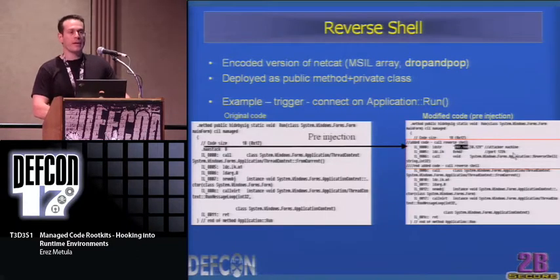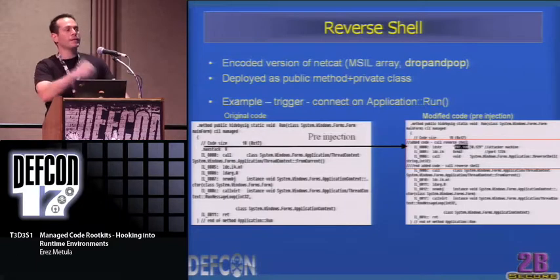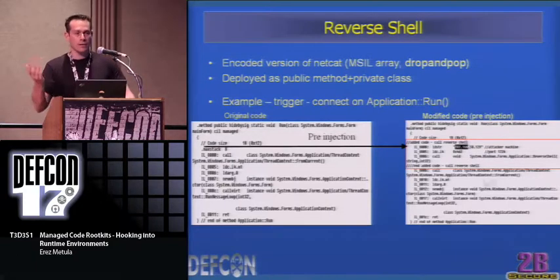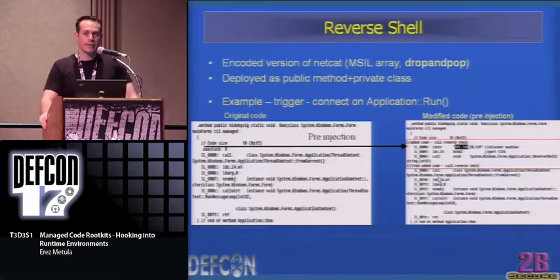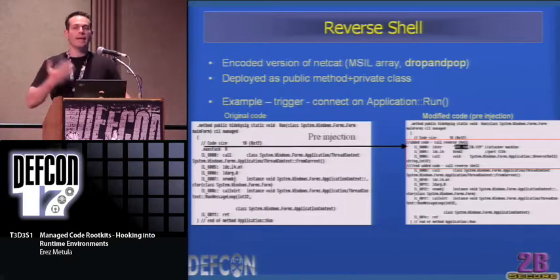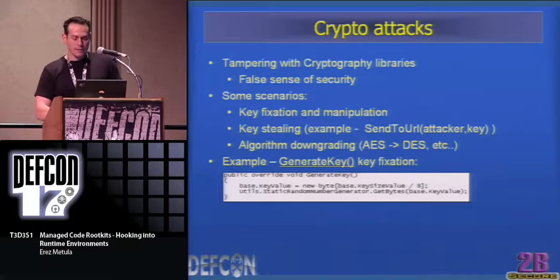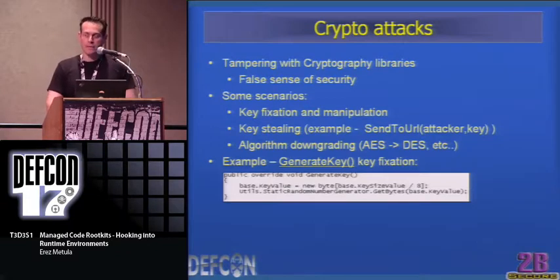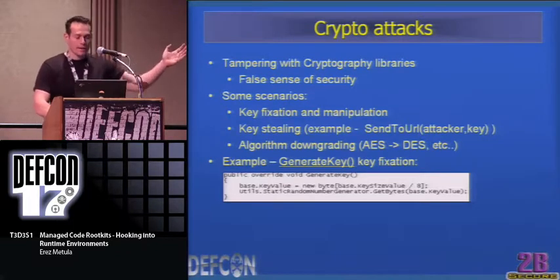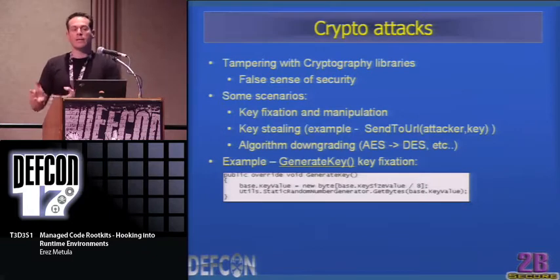Key stealing, for example, stealing the correct key from inside the crypto class using send-to-URL. Or algorithm downgrading, for example, the application asks for an AES implementation, and what it gets back is easily crackable DES. An example code for that is the generate key method, which is the method that creates the key for the application. Basically, what I did is reverse engineer this method, throw away its own implementation, and now I have something that says return always fixated key.